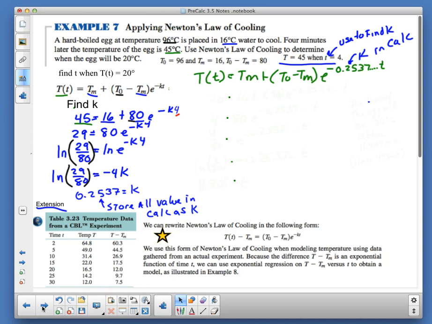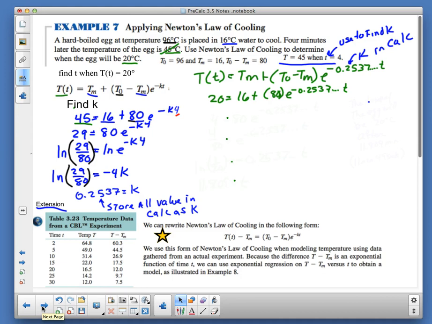And now they're asking me to pretty much run the same thing, except they're asking me here to find my time T. I'm going to find my time T when it will be 20 degrees. So now in time T, I'm no longer concerned with 45. I'm concerned with 20. But 96 is the same, 16 is the same. We're assuming that's what's going to happen when I pull it out. Now, those are the differences.